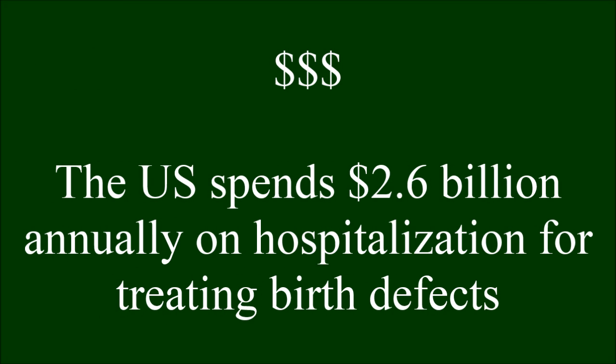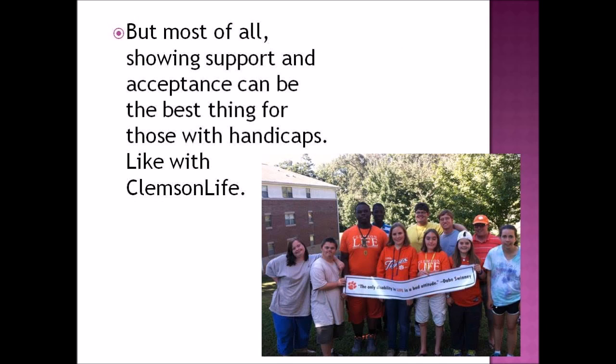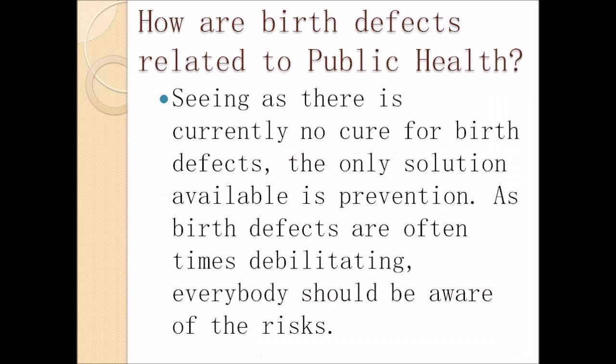The United States spends $2.6 billion annually on hospitalization for treating birth defects. There are several ways that public health and community can help. The first is to raise awareness, such as with the Special Olympics. But most of all, showing support and acceptance can be the best thing for those with handicaps, like with Clemson Life here in Clemson. Birth defects are related to public health because there is currently no cure, and the only solution available is prevention. As birth defects are oftentimes debilitating, everybody should be aware of the risks.